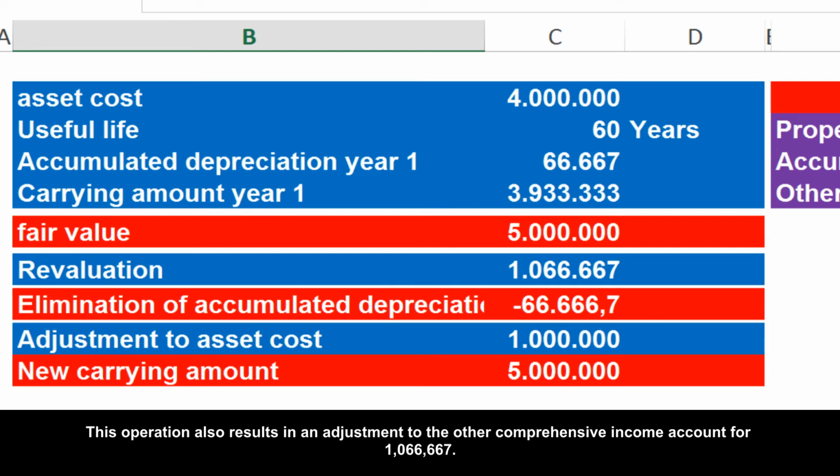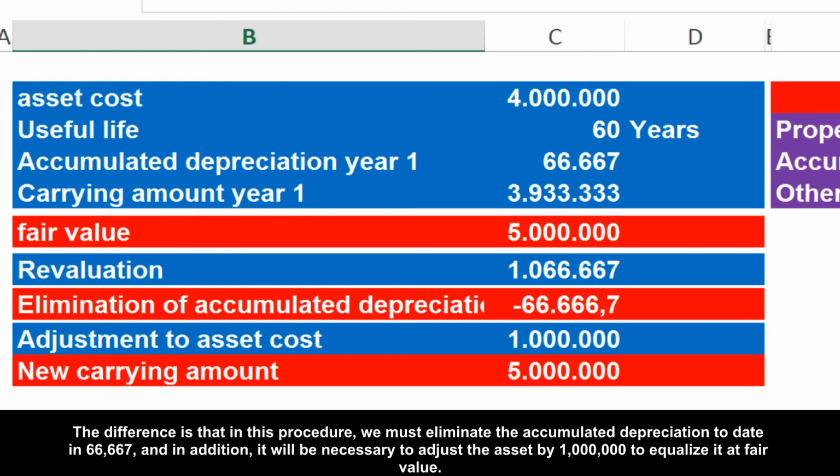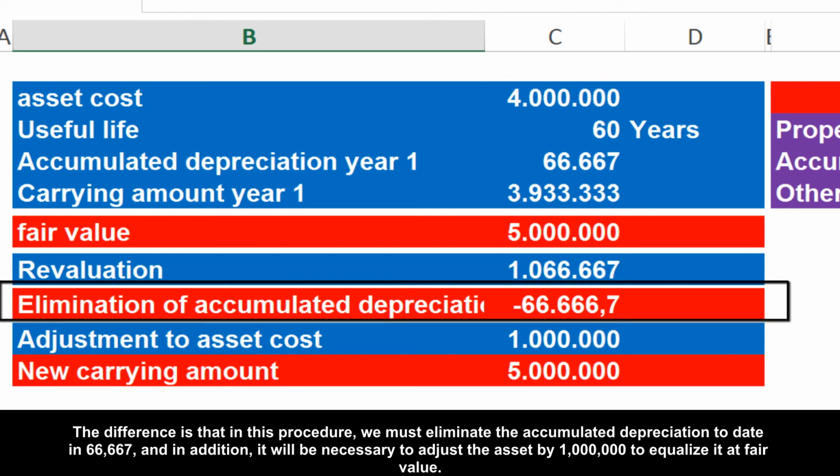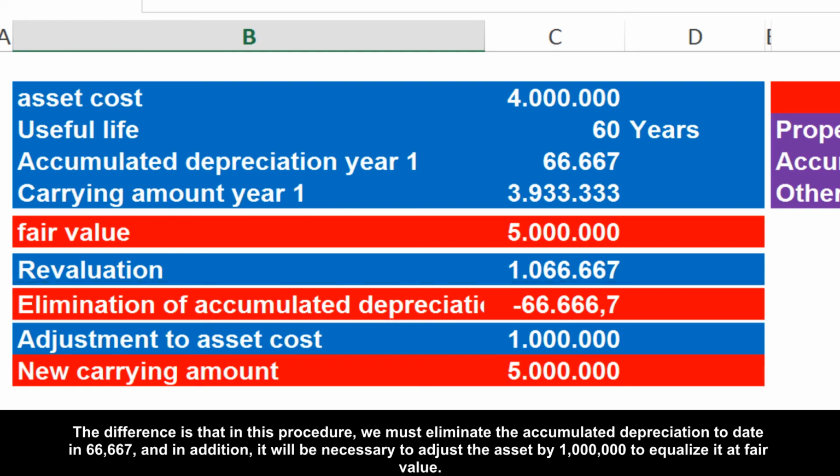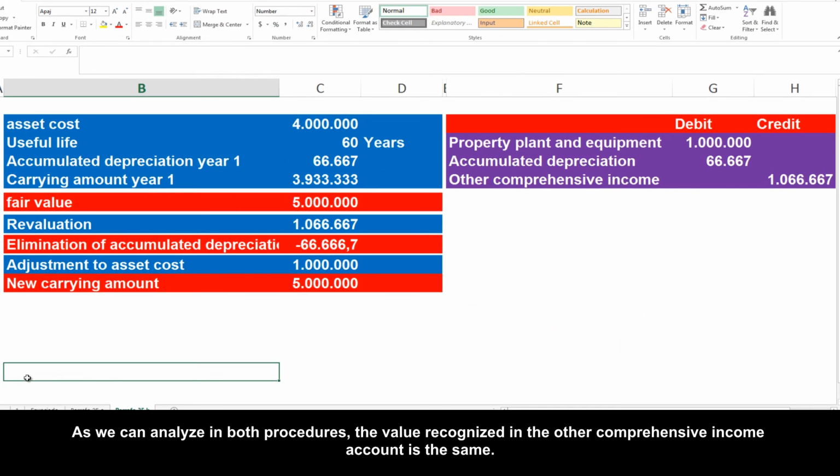This operation also results in an adjustment to the other comprehensive income account for $1,066,667. The difference is that in this procedure, we must eliminate the accumulated depreciation to date of $66,667, and in addition, it will be necessary to adjust the asset by $1 million to equalize it at fair value. As we can analyze in both procedures, the value recognized in the other comprehensive income account is the same.